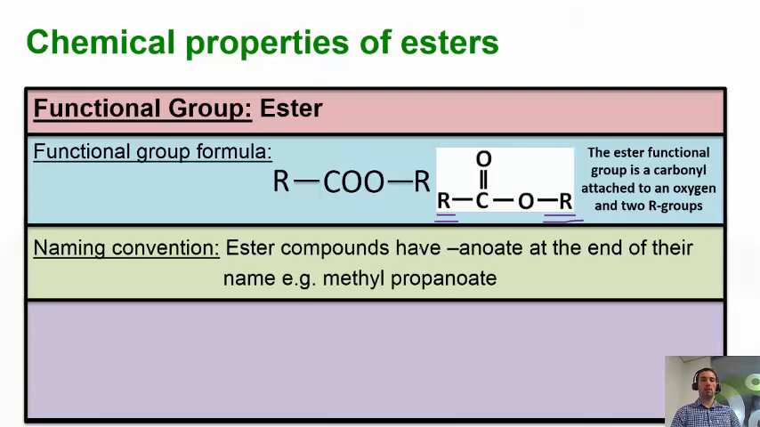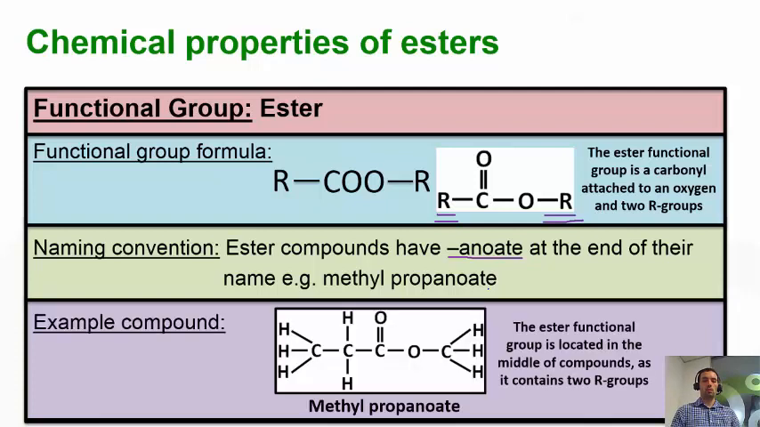So the ester compounds will have a noate at the end of their name. So for example, a compound like methylpropanoate will be an ester containing functional group. So here we can see the structure of methylpropanoate. So let's circle the functional group atoms, which are in the center here. Because it's a 2R group functional group, we always have the functional group atoms in the middle of a compound. Then we've got one R group on the side here.